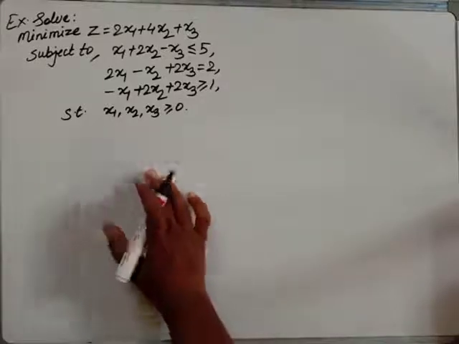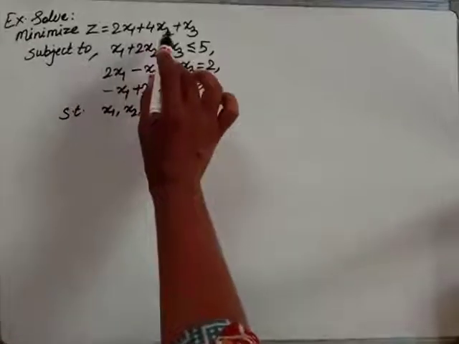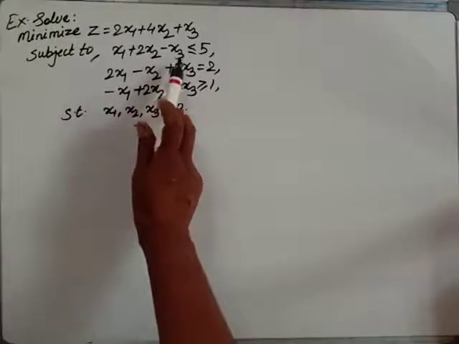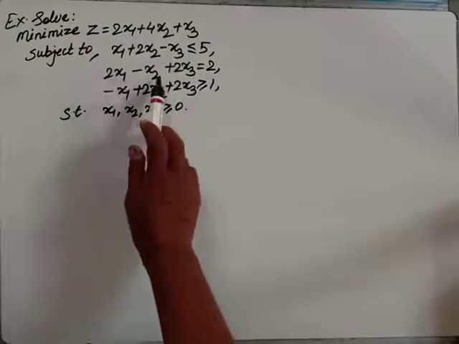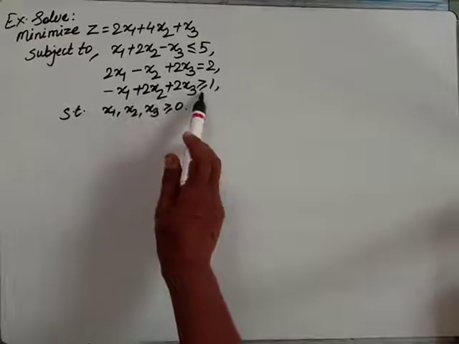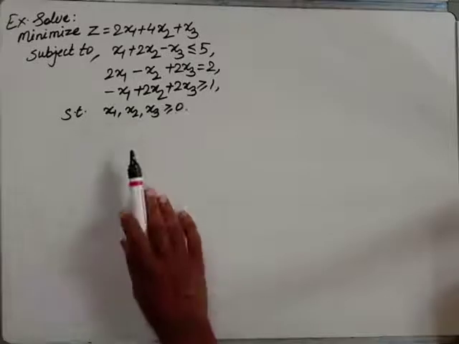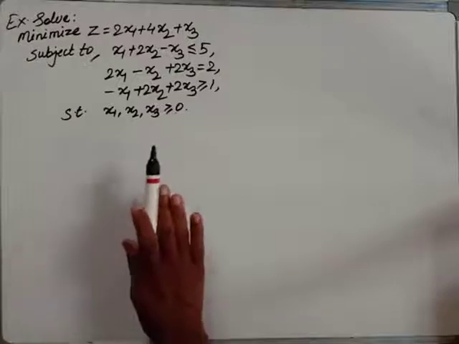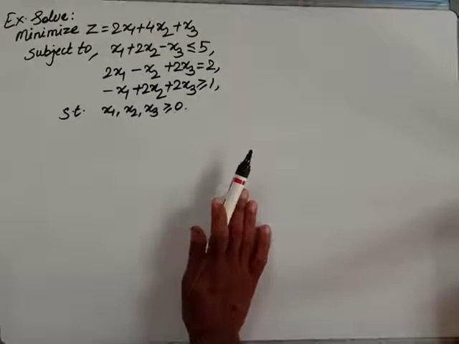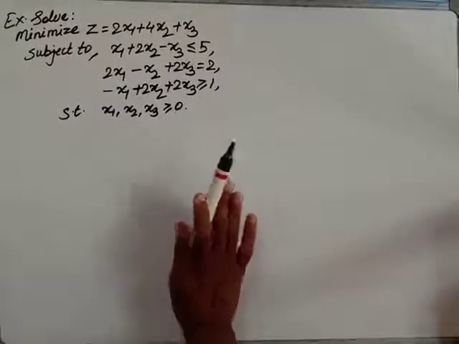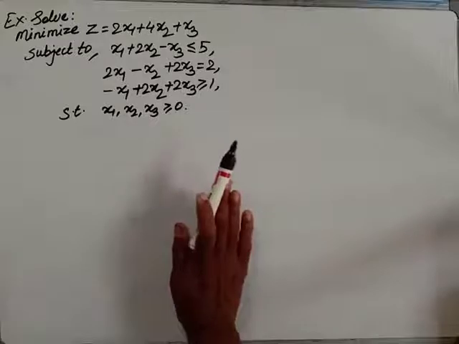Solve: minimize Z equal to 2x1 plus 4x2 plus x3, subject to x1 plus 2x2 minus x3 less than or equal to 5, 2x1 minus x2 plus 2x3 equal to 2, minus x1 plus 2x2 plus 2x3 greater than or equal to 1, such that x1, x2, x3 are greater than or equal to 0. Whenever the problem is given, nothing is mentioned about whether to solve it by minimization type or maximization type. It is completely our choice to solve it using either of them.